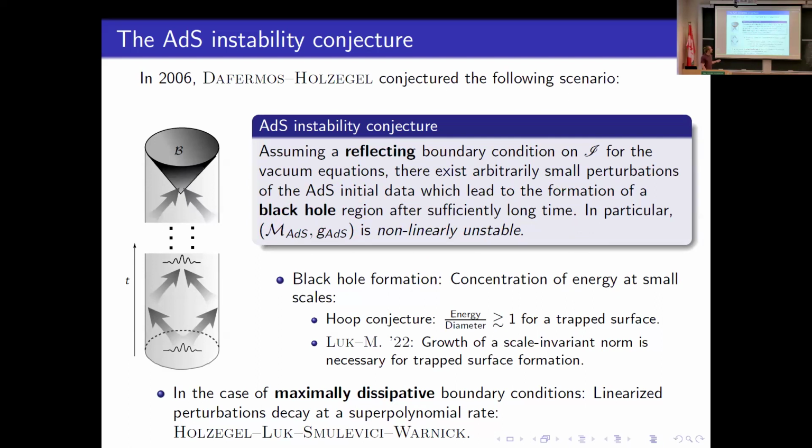Right? And again, in this setting, imposing reflecting conditions at infinity is important because we need to keep the energy confined. Otherwise, if one switches to maximally dissipative boundary conditions, where at the linear level one has superpolynomial decay, as shown by Holzegel, Luk, Smulevici, and Warnick, one would not expect this type of instability to occur.